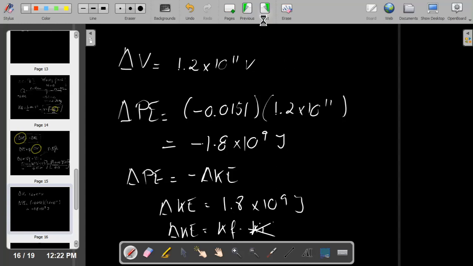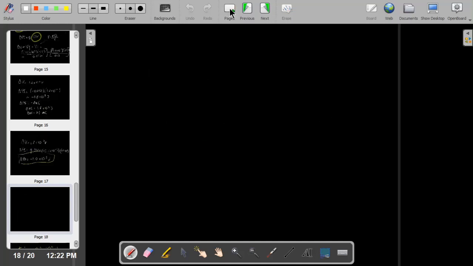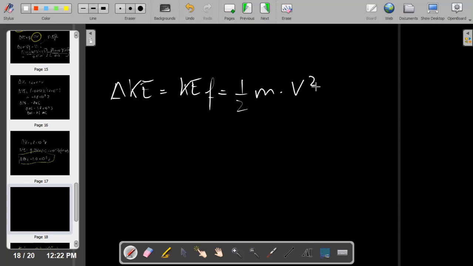So let's go to a new page right here. Create a new page. Okay, here we go. Change in kinetic energy is equal to our kinetic energy final, because remember the initial disappeared because the initial velocity was 0. And remember this has a formula of 1/2 the mass of our charge multiplying the velocity squared. And that's where we find the velocity squared.